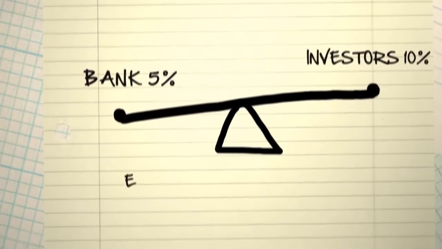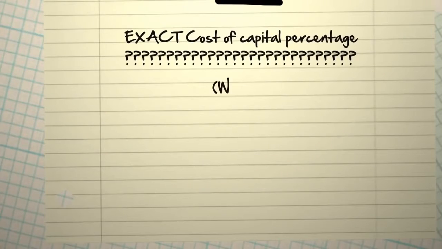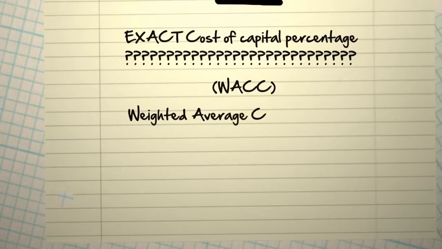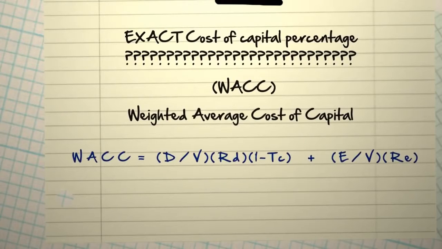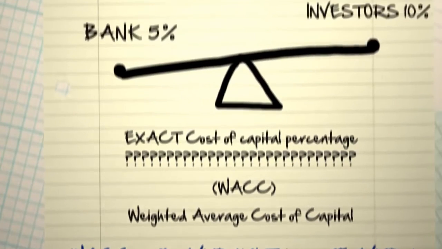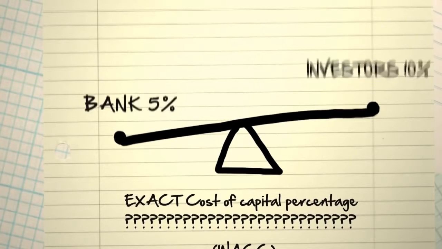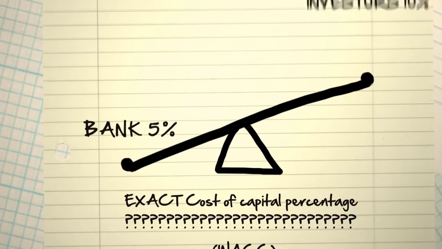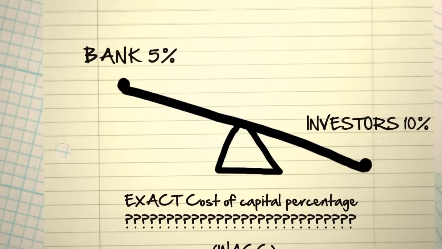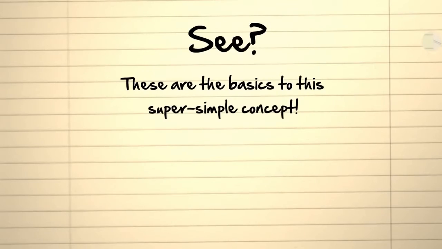So how do we get the exact cost of capital percentage? For this, we use the WACC, or weighted average cost of capital formula. Don't worry, it's much easier than it looks. It's called a weighted average because it gives more weight or importance to either your borrowed capital or your investor's money, whichever is greater. See? These are the basics to this super simple concept.